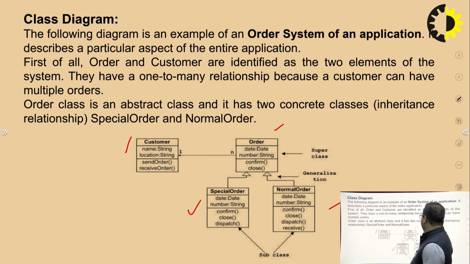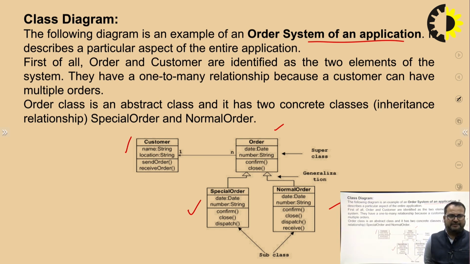Here there is an order system given. Like in a restaurant, we order something. Suppose we are going to visualize or model a customer order system of an application like restaurant order management. How are you going to model all those things? Let's see in the class diagram.